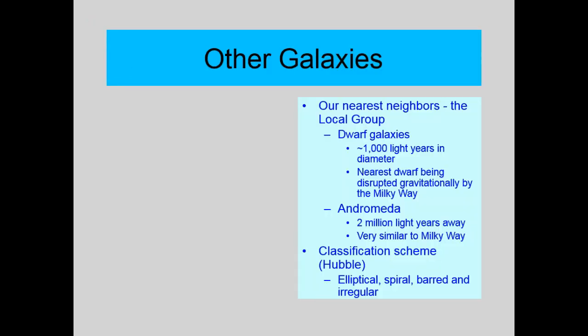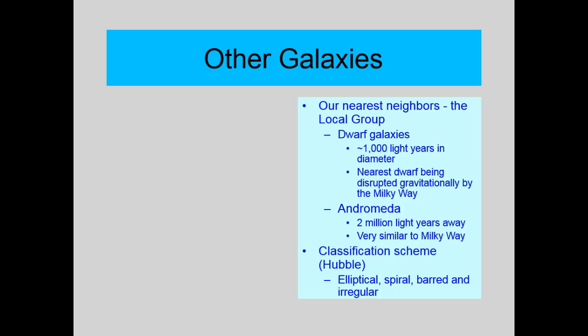Now, not only are there stars and galaxies, well, these other galaxies, our nearest neighbors, there's what they call a local group. And this is made up of some dwarf galaxies about 1,000 light years in diameter. Now remember, we're 100,000 light years in diameter. There's some dwarf galaxies there that are like 1% of our size. I'm talking Milky Way size.